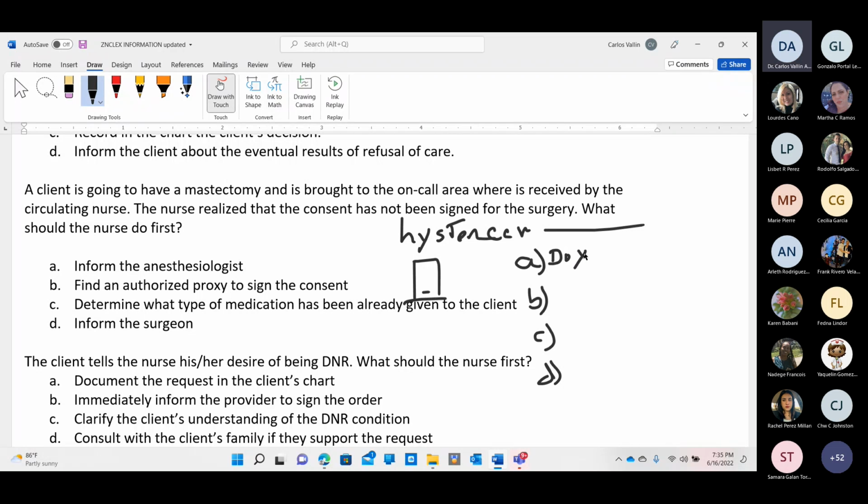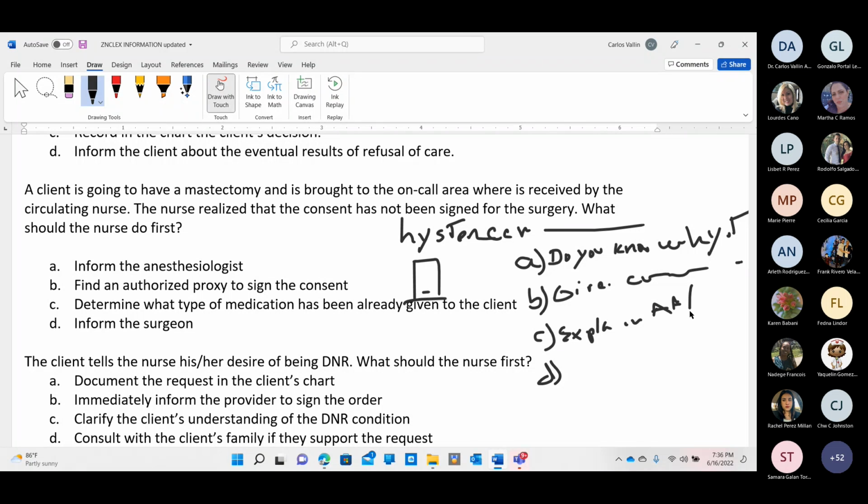Do you know what a hysterectomy is? That was one option. The other option: give the consent to sign, because she's saying that yes, she wants to sign. Allow the patient to sign the consent. The other option: explain that after a hysterectomy, she cannot have babies. And call the doctor for more information.